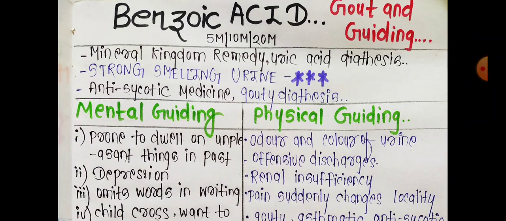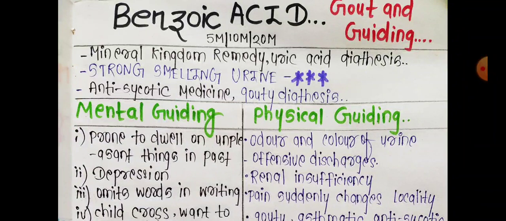So, let us go with benzoic acid. This remedy belongs to the mineral kingdom and it has a peculiar uric acid diathesis. And the most marked feature of this remedy is strong smelling urine. It is an antipsoric medicine with gouty or uric acid diathesis.